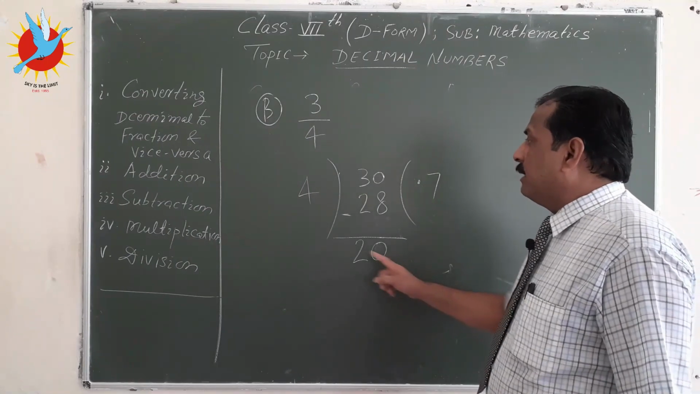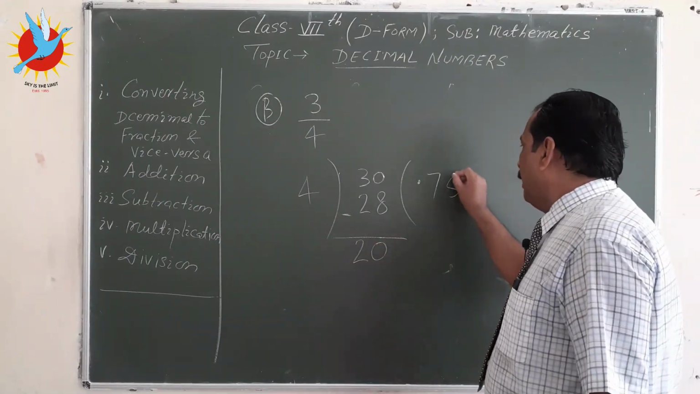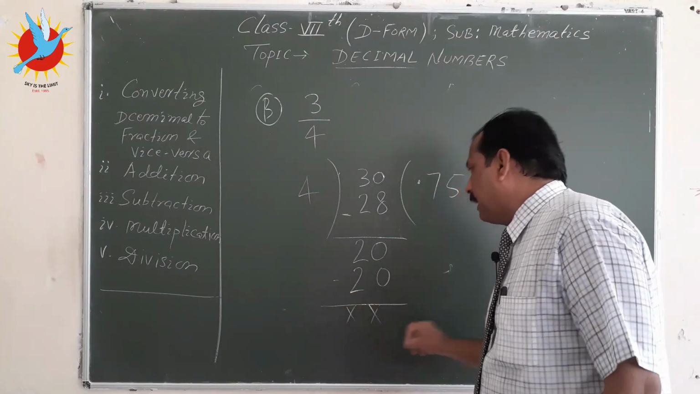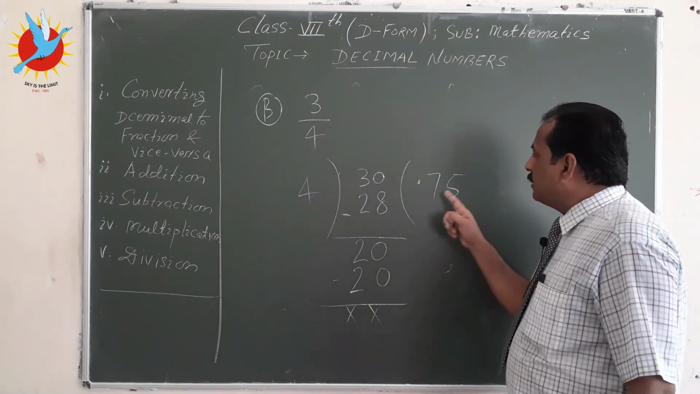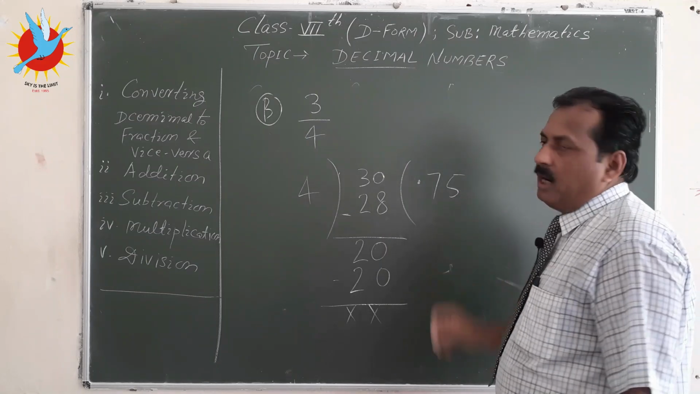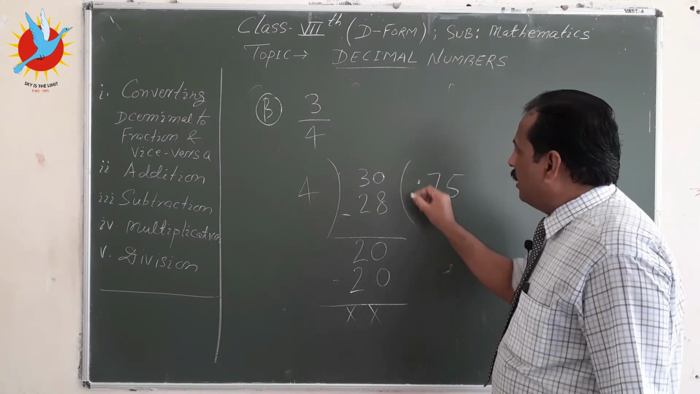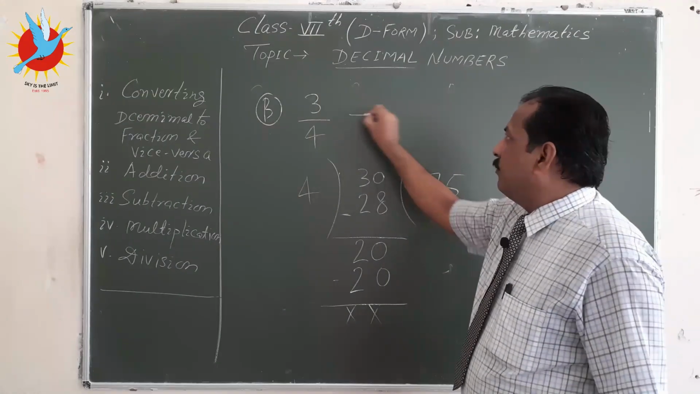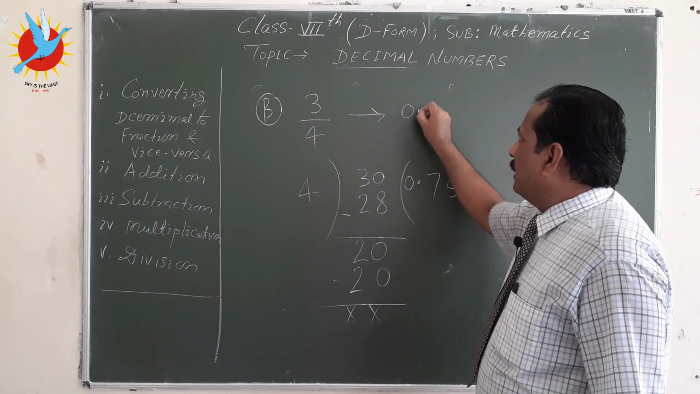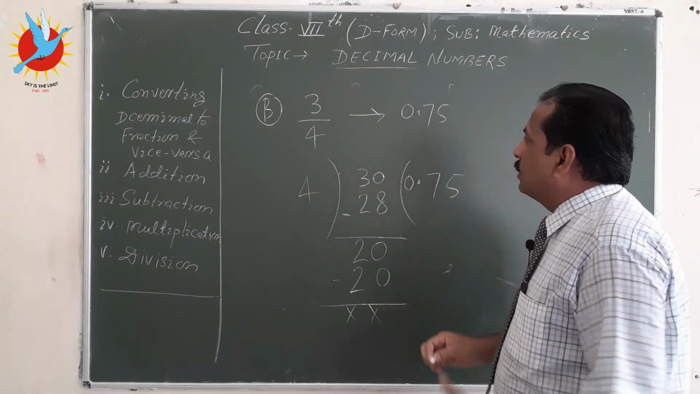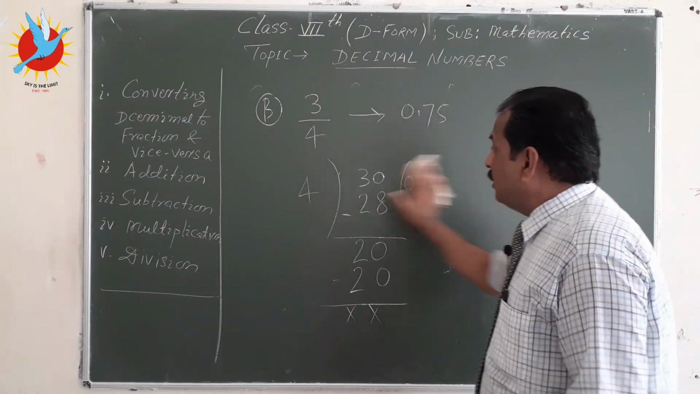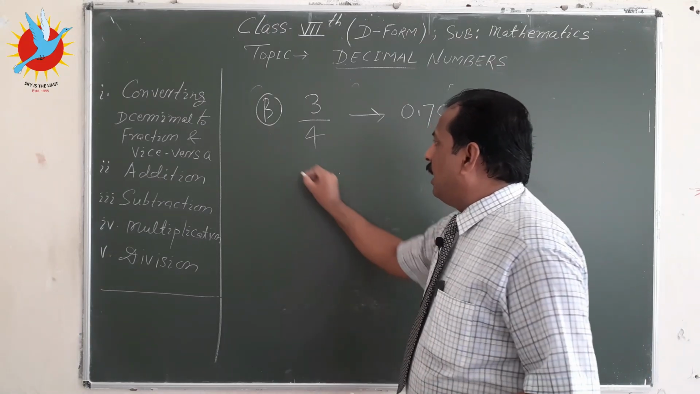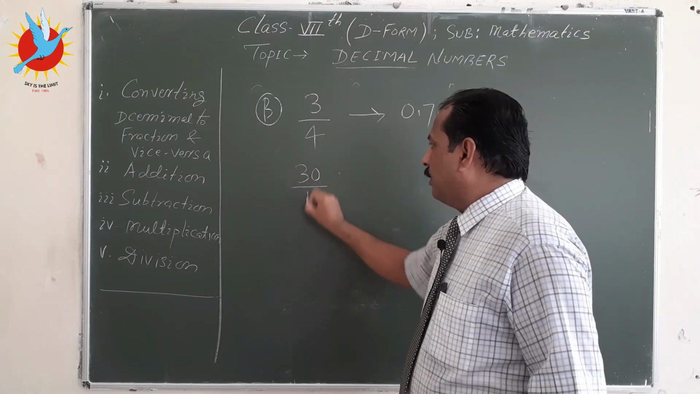So now it is 20. So 4 5s are 20, and this is subtracted and this gets cancelled. So this is 0.75. See, only the fractional part is there. There is no whole number part. So we can write 0.75. So this 3 by 4 is 0.75.